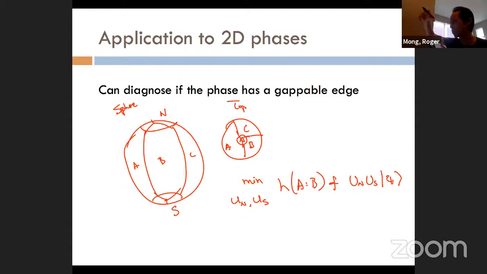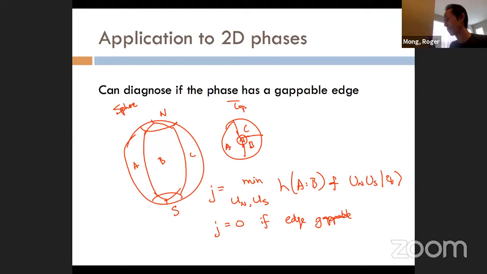And I claim that, I'll call this J for lack of a better letter, J is equal to zero if the edge is gappable. And it will be proportional to the central charge of the edge if the phase is not gappable.